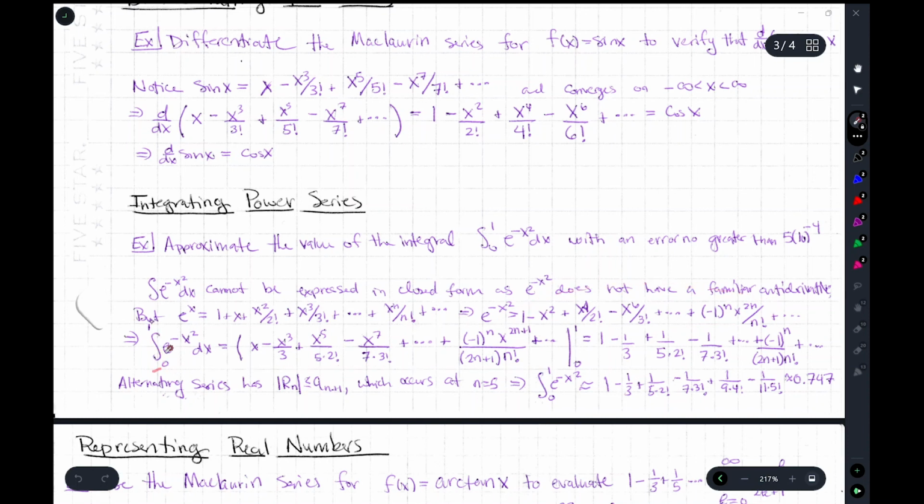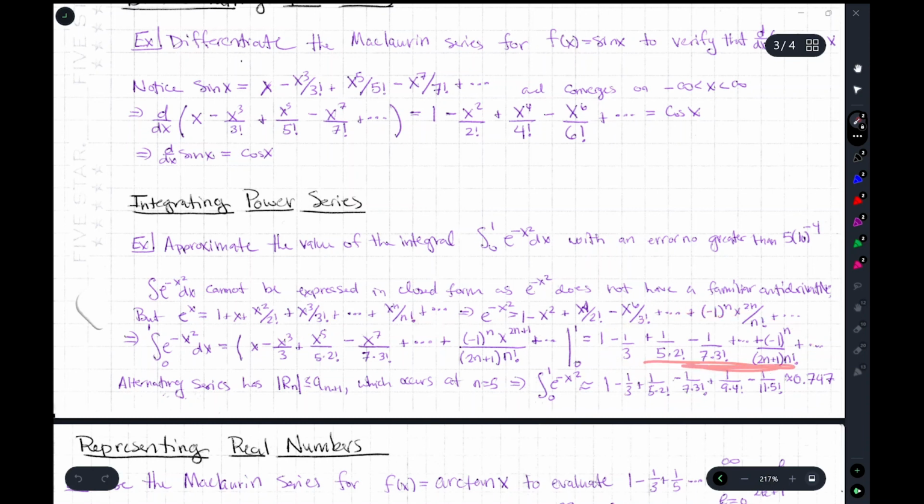And so the integral from 0 to 1 of e to the minus x squared is going to be the integral of these terms over here. We're going to integrate term by term. If we integrate term by term, we get this expansion here. We plug in the bound 0 to 1, and we get these terms.